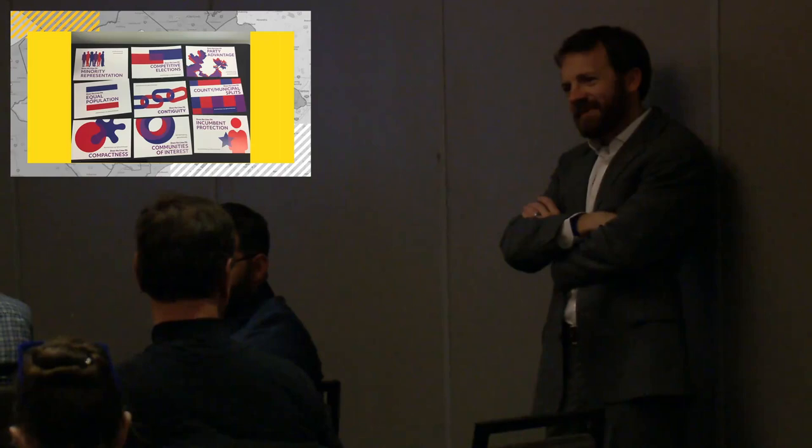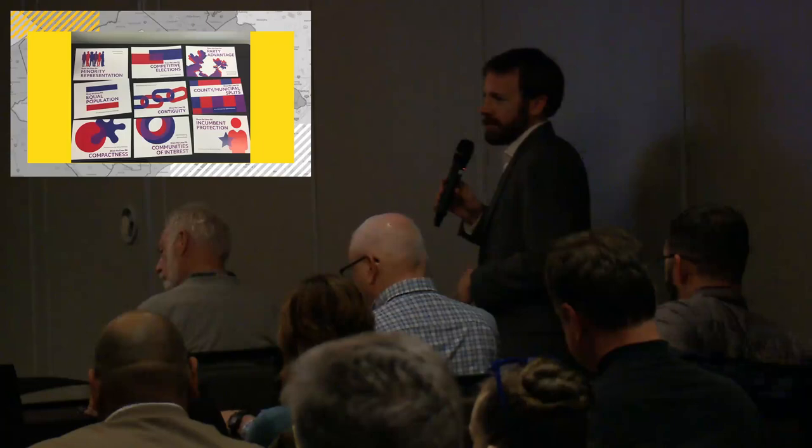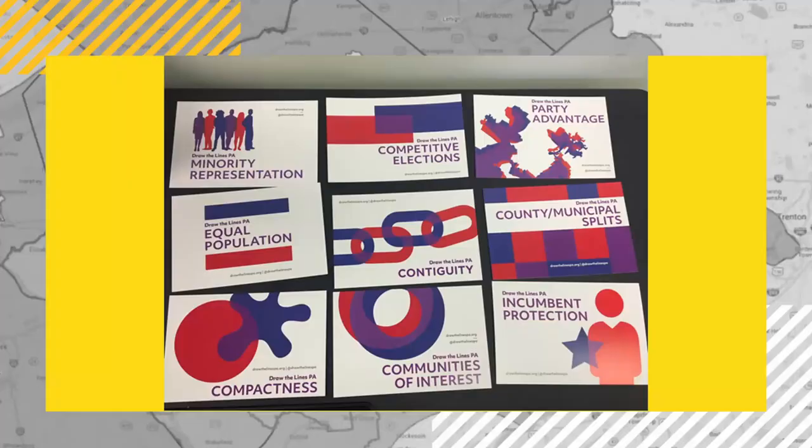No, that's great. Is there anybody else who had either the same or a different set of criteria? Maybe top two, top three? Yes, let me bring this to you. Hi, my top five are competitive elections, equal population, compactness, contiguity, and minority representation. Wonderful. Can I ask you why you had those?